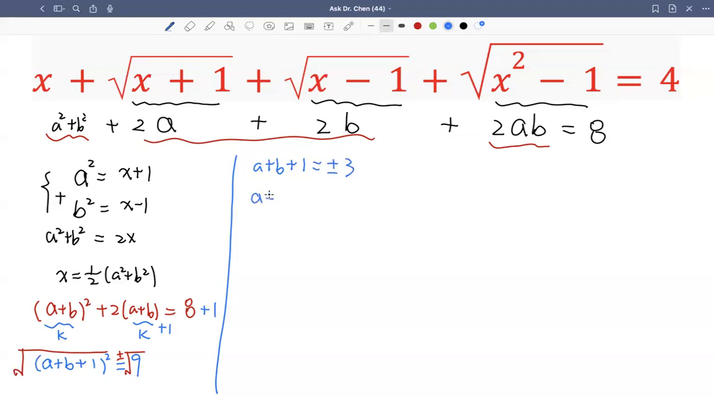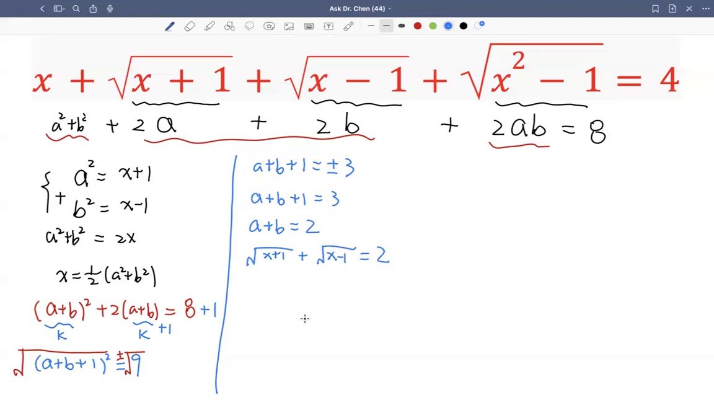So a plus b plus 1. We cannot have negative 3 because we're dealing with square roots, and also we're in the real number system. So we just take positive 3. That means a plus b equals 2. Well, a is the square root of x plus 1, b is the square root of x minus 1, and so they are conjugates.